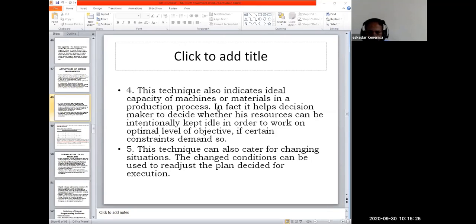Whether the resource can be intentionally or unintentionally kept. This fact helps the decision maker decide whether the resource can be intentionally kept, in order to work at the optimal level of the objective given a certain constraint, demand. So let's see intentionally, to help decision makers.